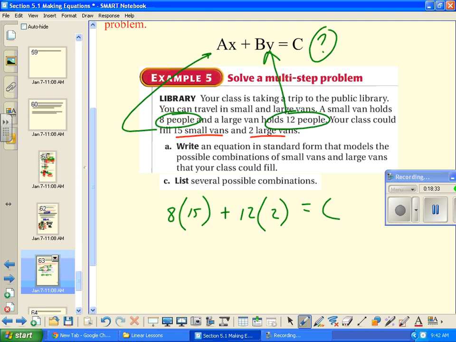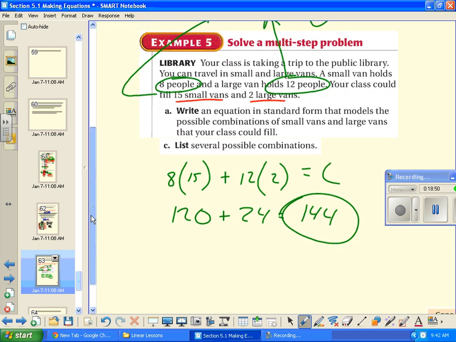So in this case, 15 times 8, that'd be 120, plus 2 times 12, which is 24. So in this case, we're figuring out that we would take 144 people total. That's how many are in our class. There's our number for C.